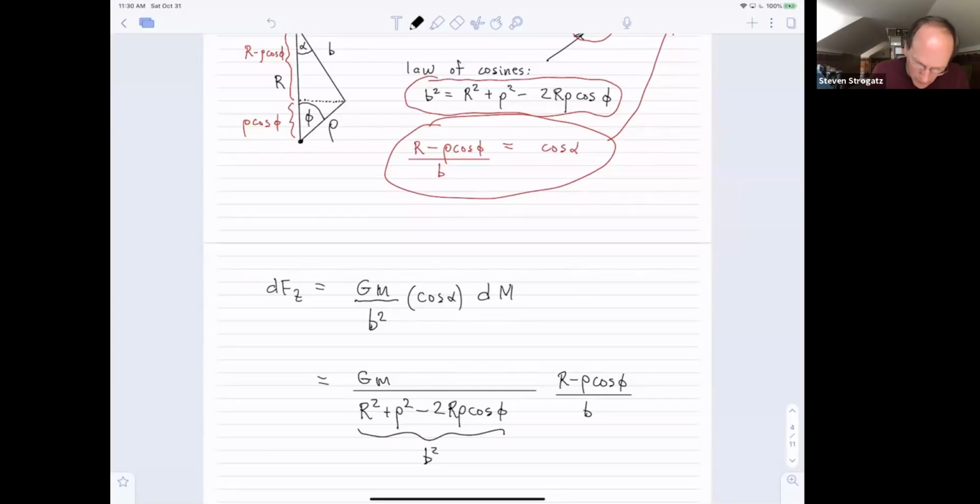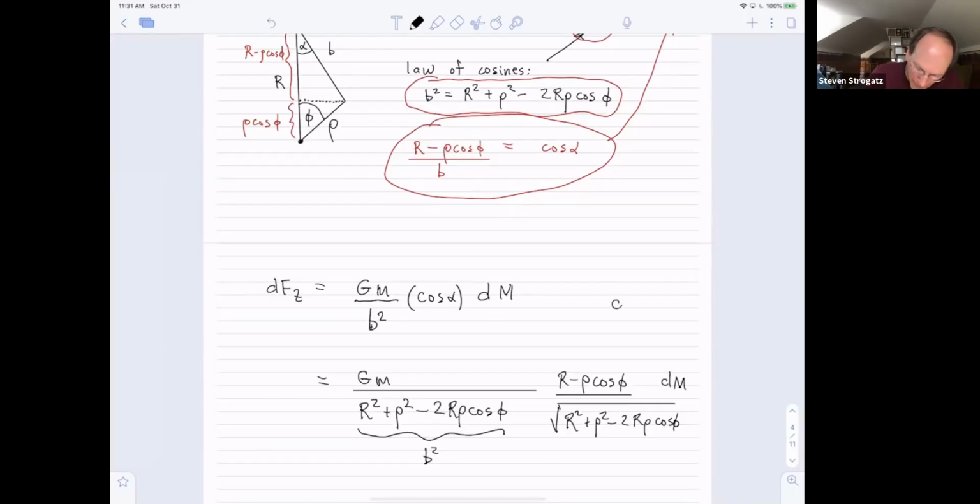Maybe I'll just write this b. Let me replace that b by the square root of this same expression that's in the law of cosines: R squared plus rho squared minus 2 r rho cosine phi. So that was replacing cosine of alpha. And then finally, I have to write in dm.